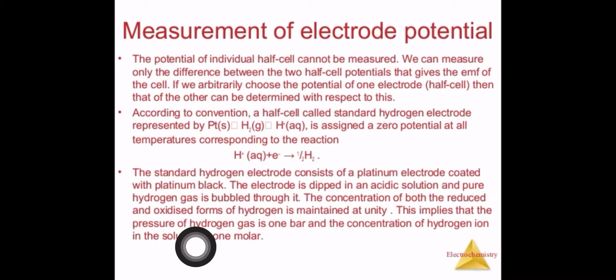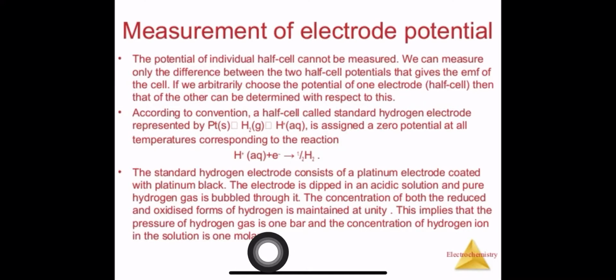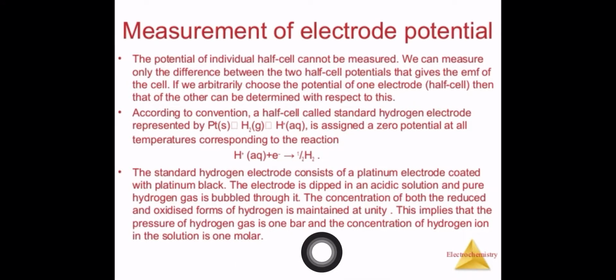This implies that the pressure of the hydrogen gas is 1 bar and the concentration of the hydrogen ions in this solution is 1 mole, right? So when it is at unity, it is definitely that the pressure of hydrogen gas will be 1 bar and the concentration will be 1 mole. Then and only then can we say that it is a standard hydrogen electrode.